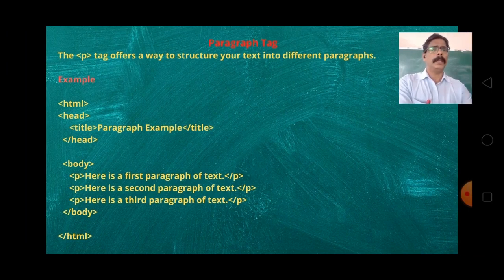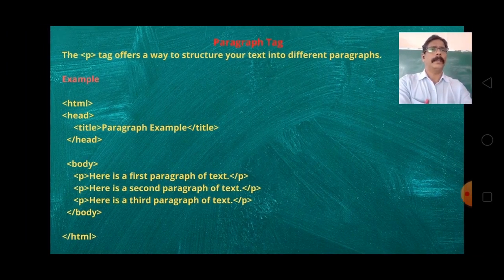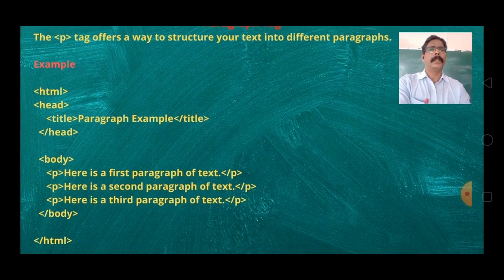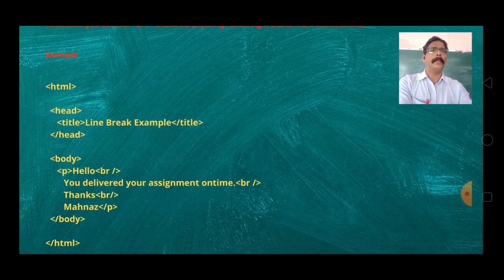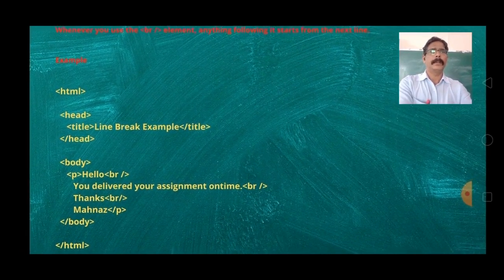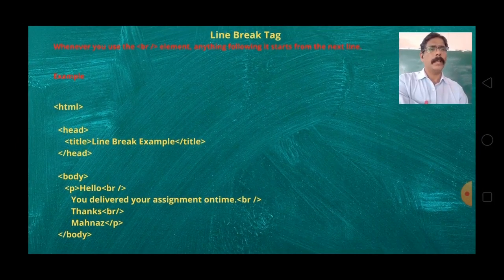The next one is the paragraph tag. The P tag offers a way to structure your text into different paragraphs. See the program. This way we can write a program with the use of the P tag. The next one, the line break tag: see, line break, next line.